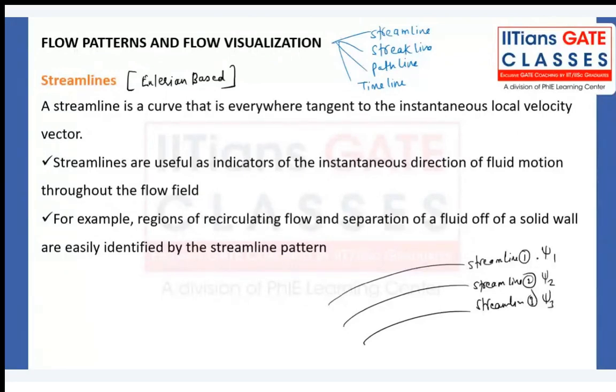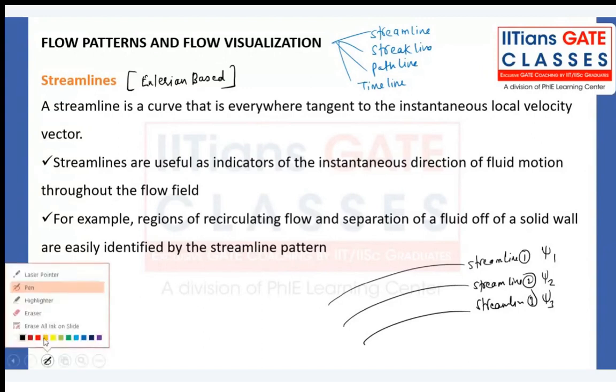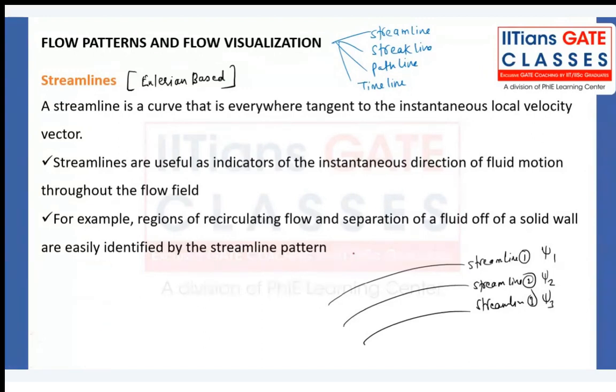Stream function, I will tell you the meaning of stream function, but both are interconnected, streamline and stream functions. Now, at any point, if I draw the tangent here, can I get the direction of velocity? Can I get the velocity field? Direction of the velocity, yes. So a streamline is a curve that is everywhere tangent to the instantaneous local velocity vectors, everywhere tangent to the flow.